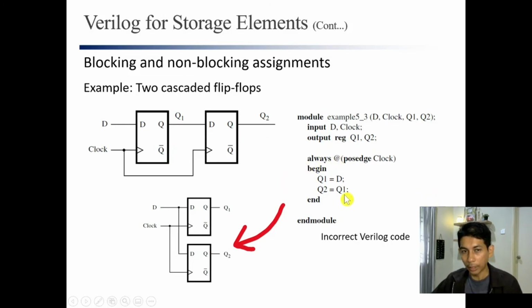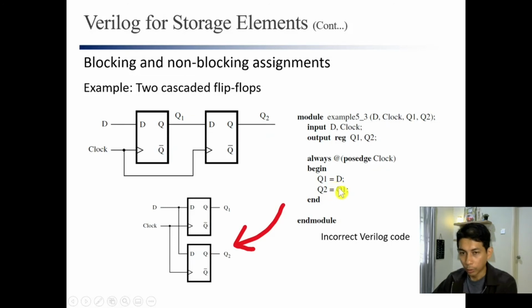So that is actually wrong, because we want this type of circuit. It means that if we want to design sequential logic, flip-flops or latches, use non-blocking assignment. Using blocking assignment is dangerous. You can use it, but you need to be careful.